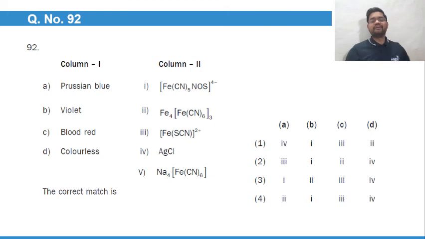92. Again, a memory based question. If you remember the molecular formula of all these, it will be really easy for you to answer. Persian blue is this. So let's see, A is equal to 2. In all the options, even if you just remember Persian blue or any distinctive thing, there is only one option in which A is equal to 2, and that is the fourth one. So 92, option number 4 will be the best answer.